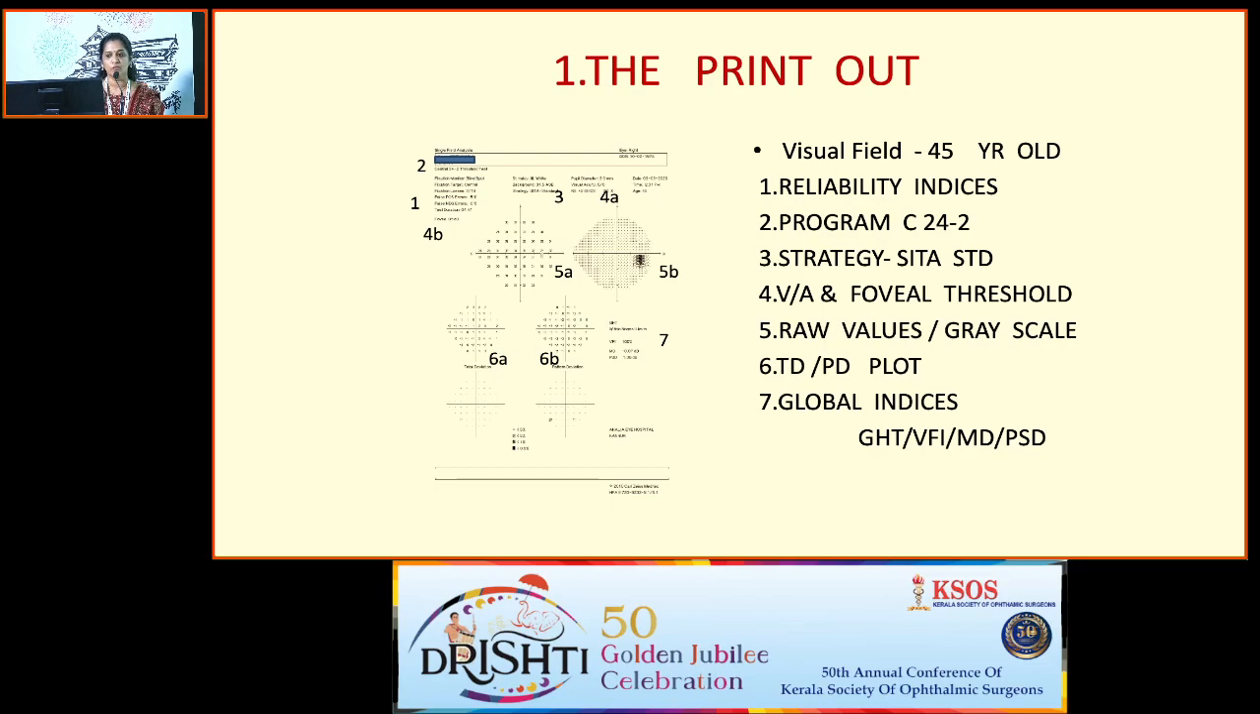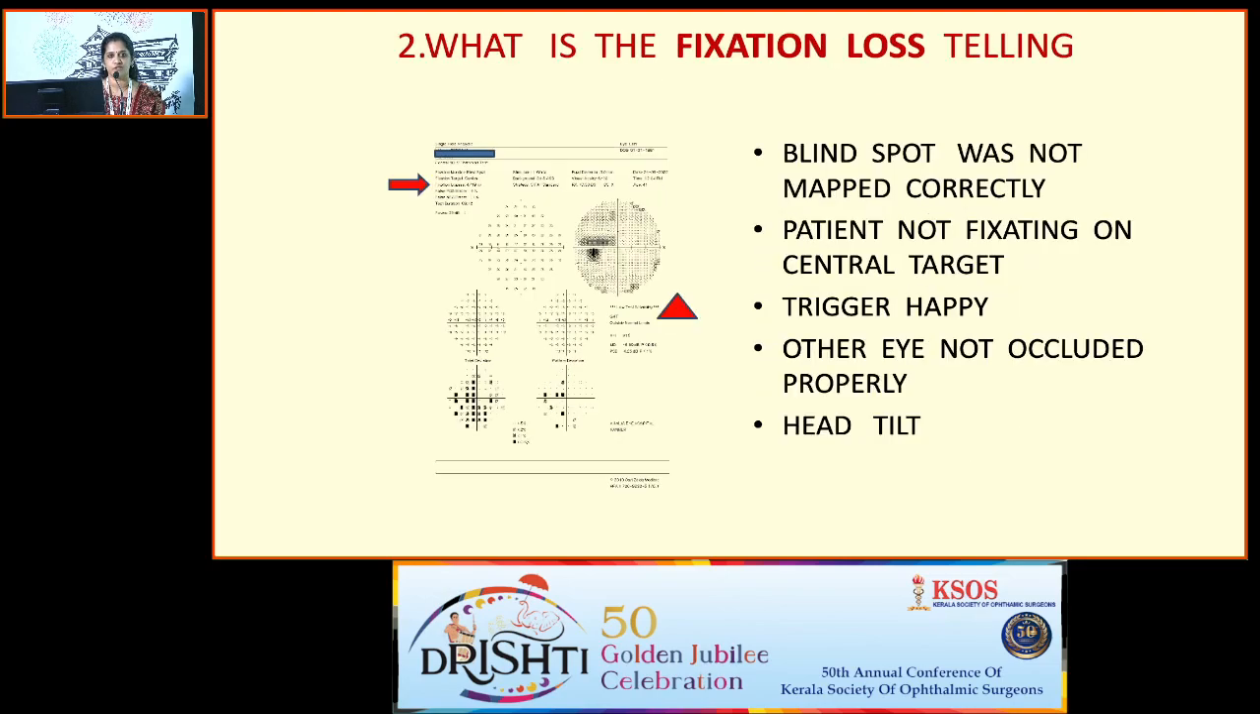Then we come to the global indices, number 7. You have the 4 major global indices: the glaucoma hemifield test, the visual field index, mean deviation, and the pattern standard deviation. So this is our printout. Now, let's go into the detailed check of this printout.